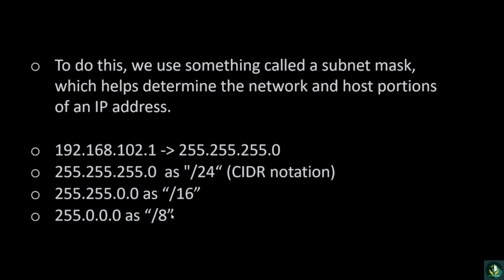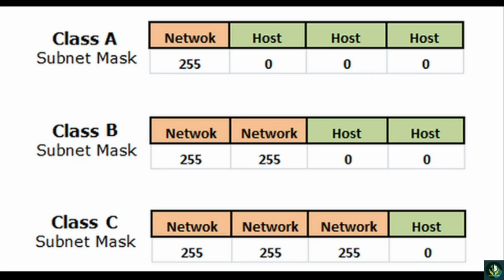Then next we have /8. /8 means 8 bits are for the network, and the remaining 24 bits are for the host. If 24 bits are for the host, how can we calculate the number of addresses? As 2 raised to power 24. So here we have the subnet masks.